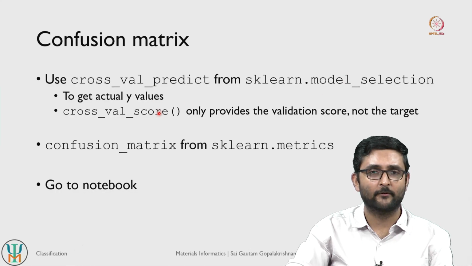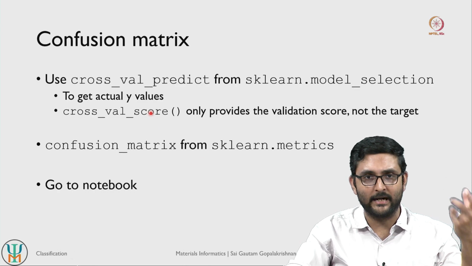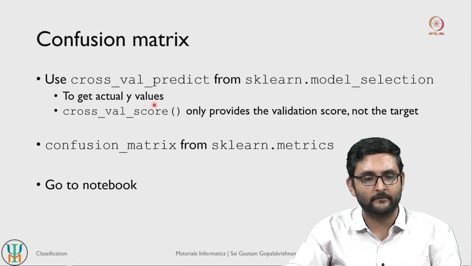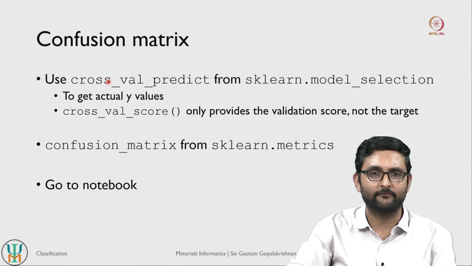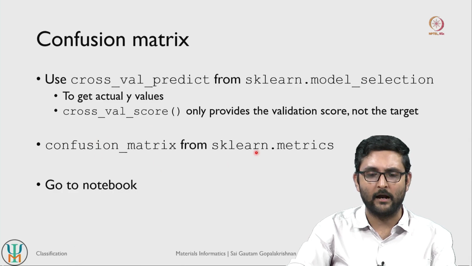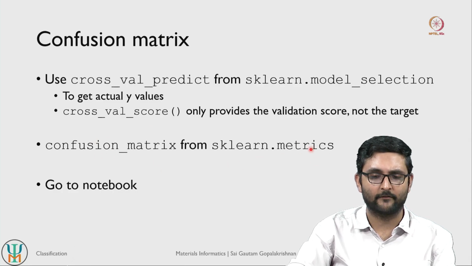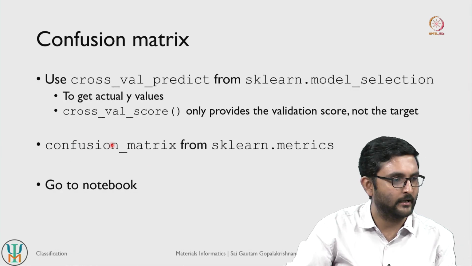Now this is slightly different from cross_val_score. So in cross_val_score you only calculate the score, so the model actually does not store the predicted y values, predicted target values. So cross_val_predict actually stores the model's predictions. So this way you can calculate the confusion matrix, and once you have your predicted values, you can then use the confusion_matrix function from scikit-learn metrics, from this module.